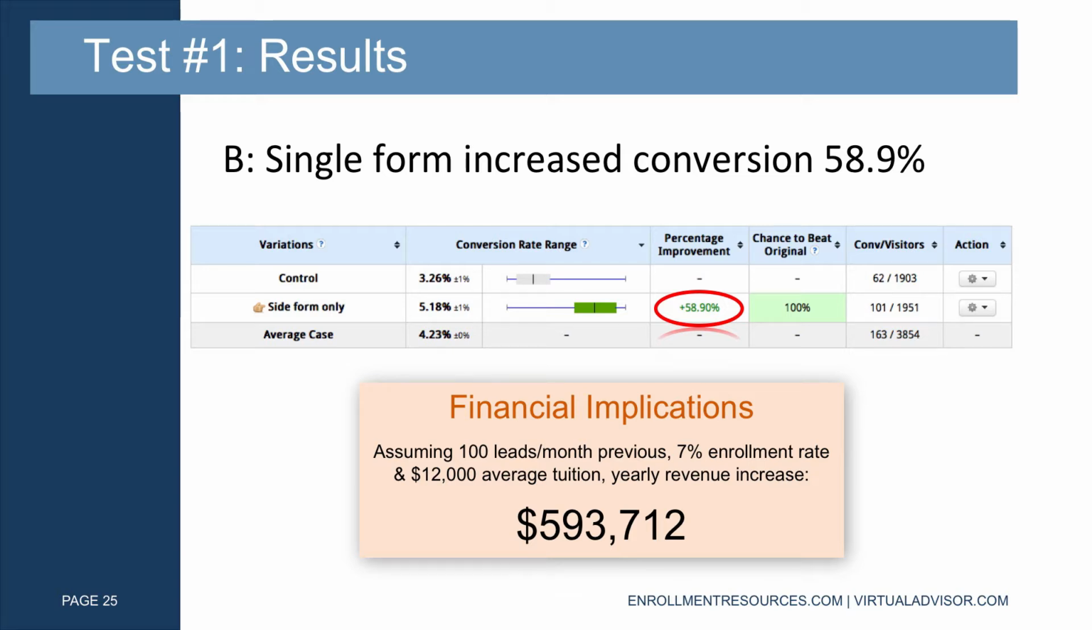So that would be 59 extra leads a month at a 7% enrollment rate, which is a modest enrollment rate, and a $12,000 tuition. That school makes almost $600,000 more by changing that one thing. So that's the power of conversion optimization: these incremental changes could increase lead flow without spending more, and then you have more revenue.